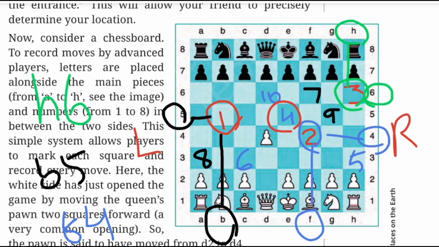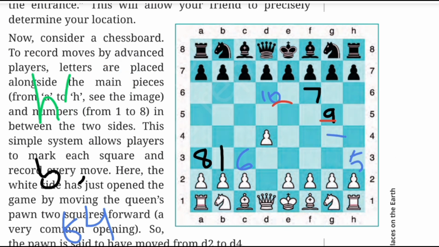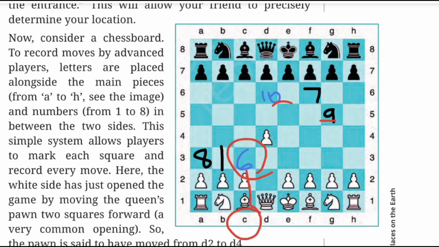Then I will discuss the fourth one, this one. Here it is E, then here it is 5, so it will become E5. Now we can take the fifth one. Here it is H. Then on the right side you can see this is 3, so it will become H3. Now we can take the sixth one. When you go down, it is C. Then if you go to the right, it is 3.